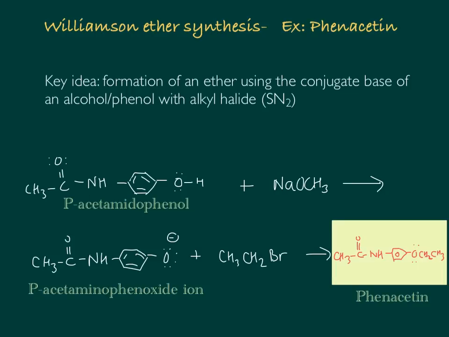So our starting material, we have our phenol. We're reacting it with a base, and that's going to deprotonate the most acidic hydrogen, which must be this hydrogen, and I'll explain pretty soon. So the base, which is sodium methoxide, is going to deprotonate, and we get this conjugate base, and then we're going to react it in SN2 with bromoethane, and we get phenacetin. So let's go to the mechanism.